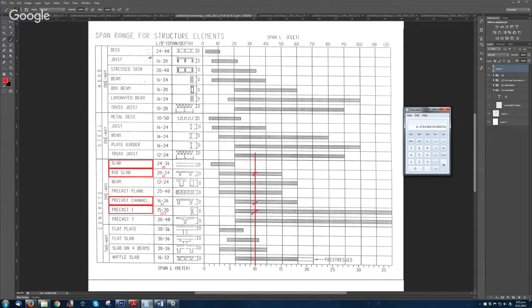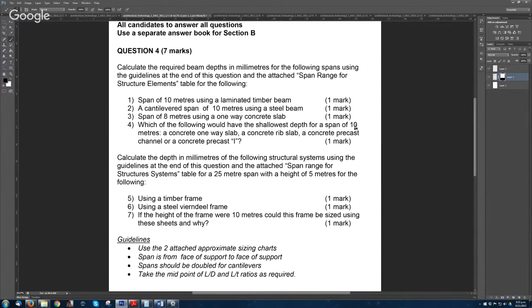Why is it 10 meters? Well, because that's what the question is asking here. What's the shallowest depth of a span of 10 meters? So that's why you get that one.